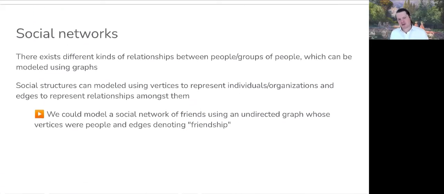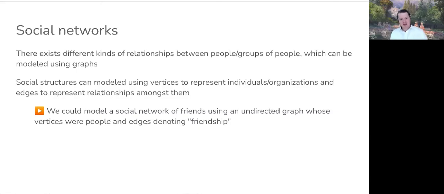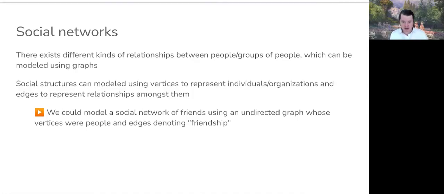So let's talk about social networks. There exist different kinds of relationships between people and groups of people, which can be modeled using graphs. Social structures can be modeled using vertices to represent individuals and organizations, and then we could use the edges to represent relationships amongst them. For instance, we could model a social network of friends using an undirected graph whose vertices were people and edges denoted friendship amongst those people.